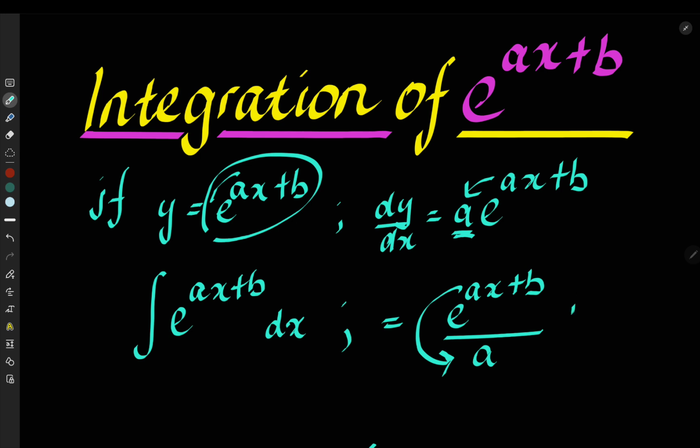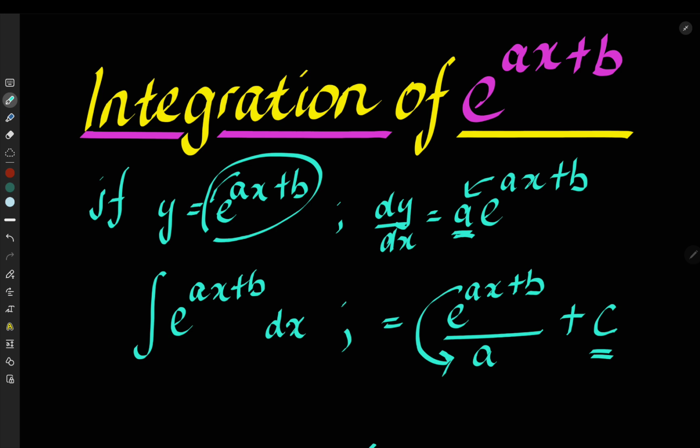Then remember, in integration we put plus c. That's the difference between integration and differentiation. So you should always have your constant for the indefinite integrals. And that is how you integrate the function e to the power of ax plus b. It's just dividing by a, and the exponent remains the same, then plus the constant c.